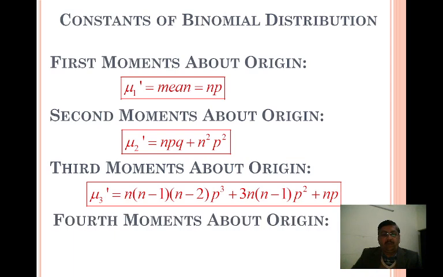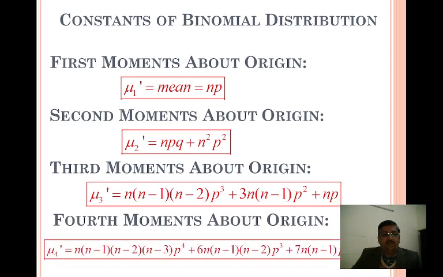And the fourth moment about origin is represented by mu4 dash, and it equals n(n minus 1)(n minus 2)(n minus 3) p to the power 4 plus 6n(n minus 1)(n minus 2) p cube plus 7n(n minus 1) p square plus np. The detailed derivation for all this may be available, if you are interested, in the next videos.